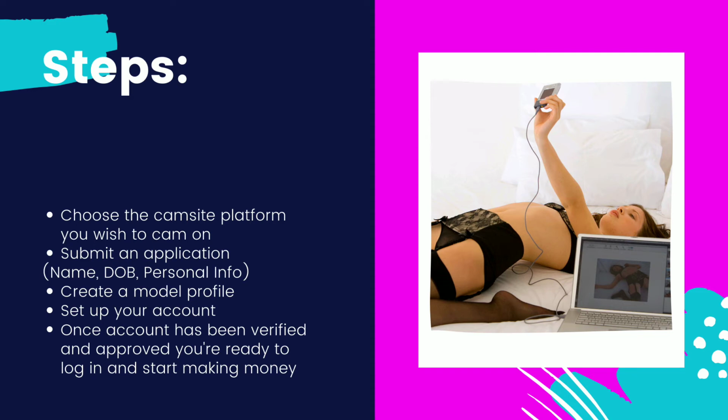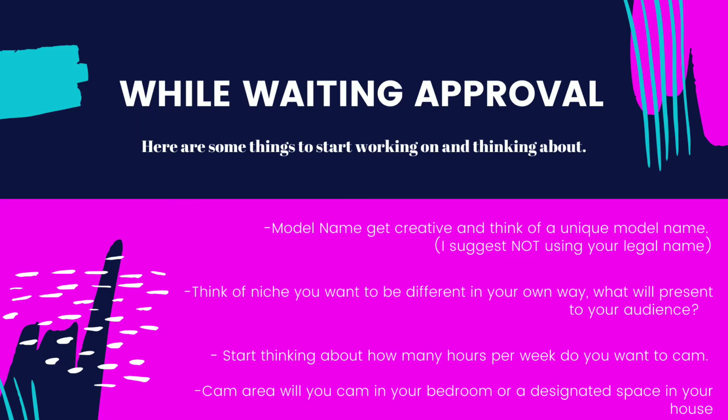Now, while you're waiting on approval, here are some things to start working on and thinking about. Your model name. Get creative and think of a unique model name. I suggest not using your legal name. Think of a niche. You want to be different in your own way. What will you present to your audience? Start thinking of how many hours per week you want to cam. Your cam area. Will you cam in your bedroom or set up a designated space in your home?